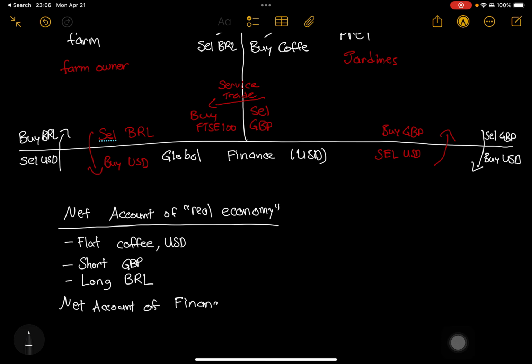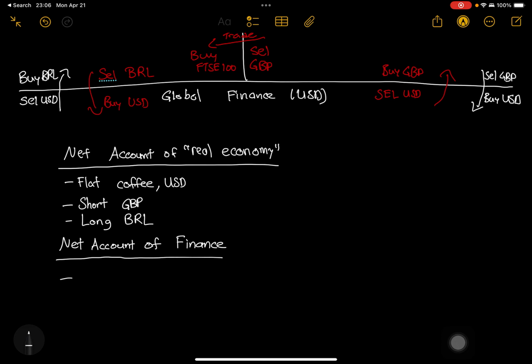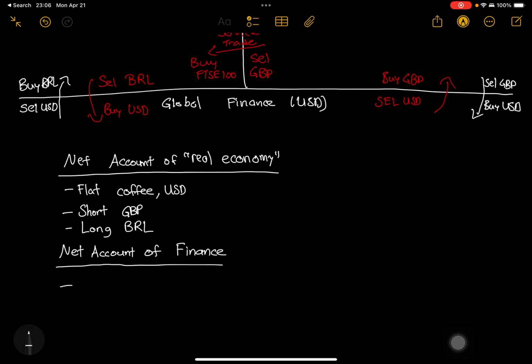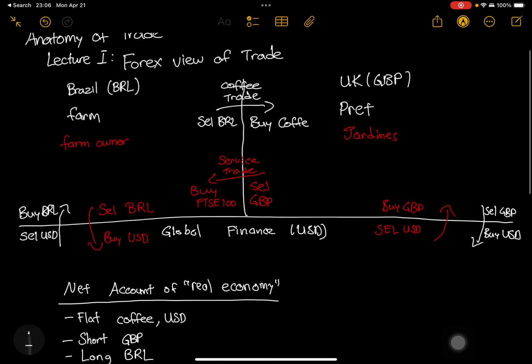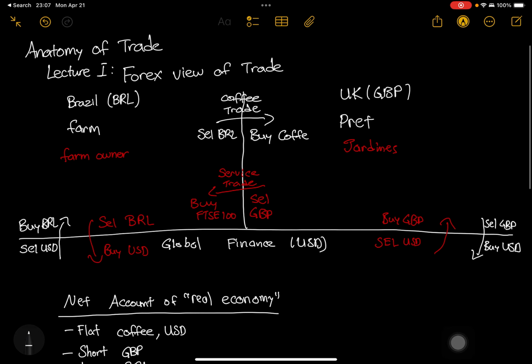Well, this is going to be the exact opposite of the real economy. And so it's going to be flat coffee in USD. Well, coffee is not even really an asset of the financial sector. It's completely financial. But the monetary positions are the opposite. So long Great British Pound and short Brazilian real. And this here is the fundamental difference between trade between countries and trade within countries.